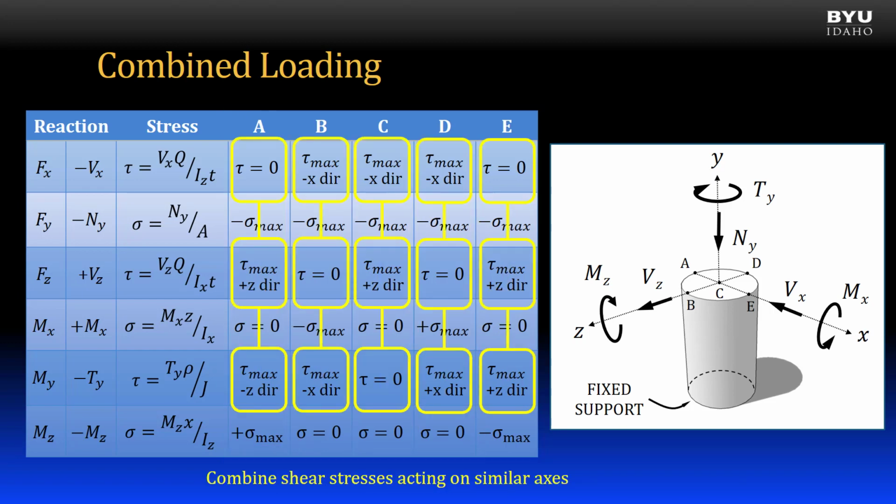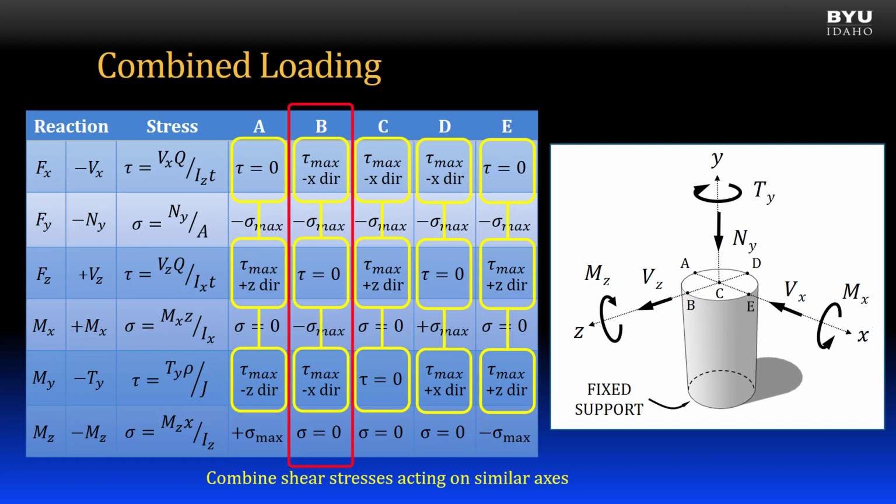Using the principle of superposition, the shear stresses at each point can be combined. However, they can only be combined when they are acting in the same direction. For example, for point A, the non-zero shear stresses are acting in the z direction, one positive, one negative, thus canceling each other out to some degree.